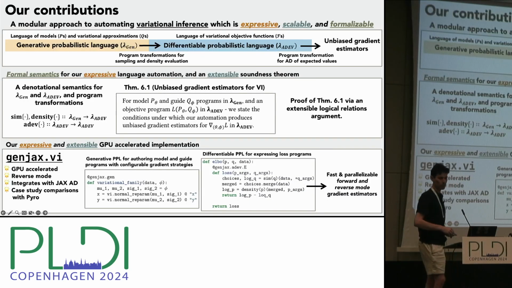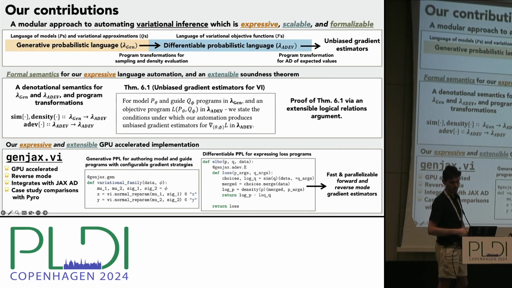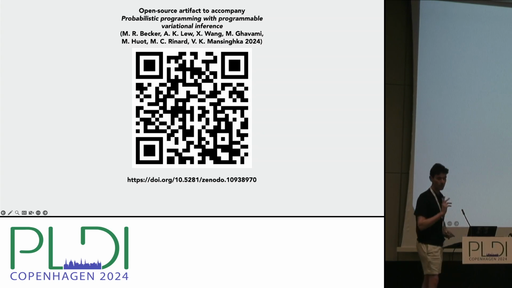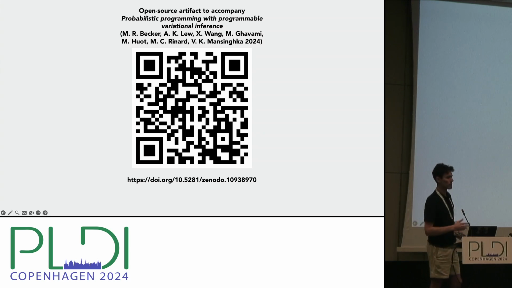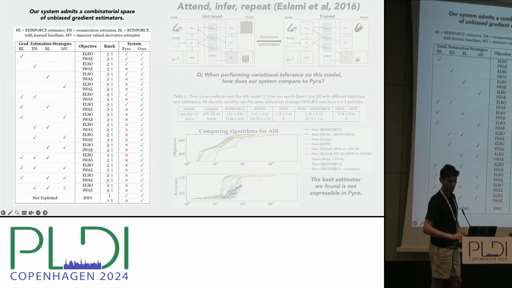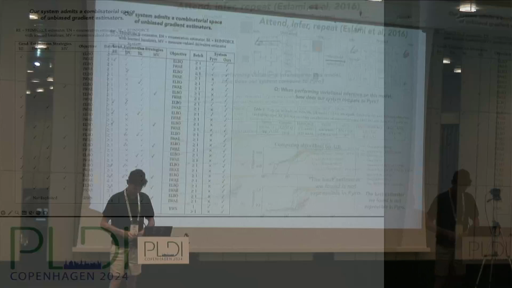To summarize our contributions, we presented a new modular approach to automating variational inference. Our approach is expressive, formal, and extensible, allowing users of our automation a large amount of design freedom when constructing new variational inference algorithms. In addition, we provide a GPU-accelerated implementation of our approach called genjax.vi and show that it supports fast and modular development of variational inference algorithms. Finally, there's an open source artifact with a version of genjax.vi to accompany our paper. And that's it. Thank you for listening.